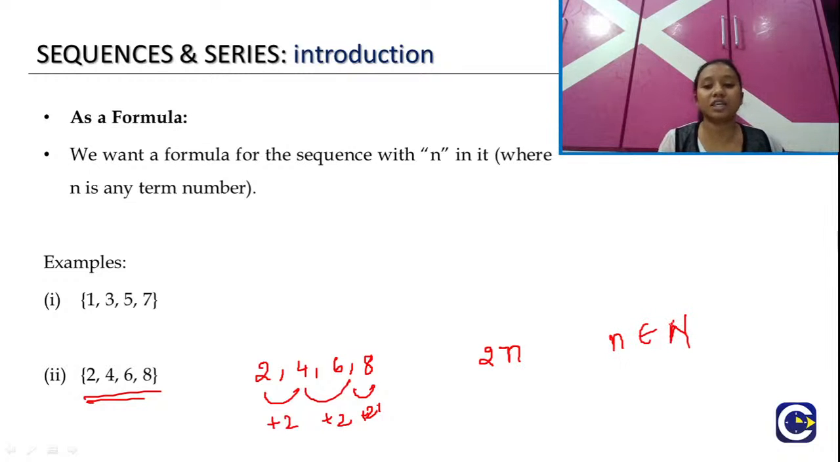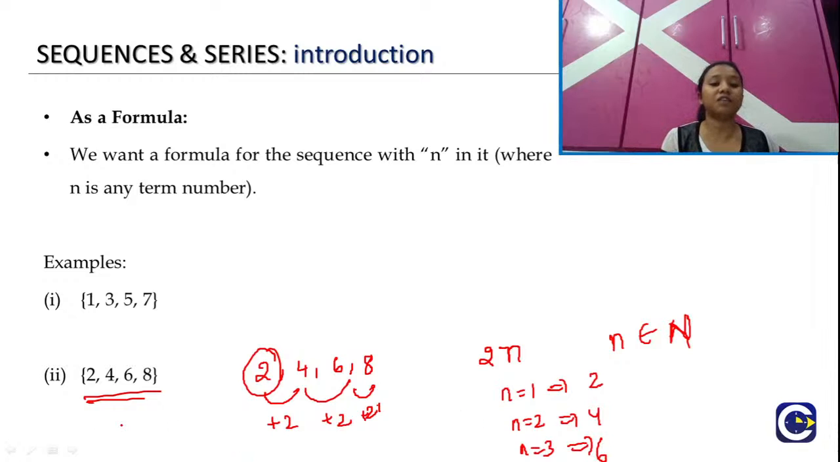So let's take n equal to 1. Then what will be my first term? 2 into 1, that will be 2. When n equal to 2, that will be my second term, that is 4. When n equal to 3, 3 into 2, 6, that is my third term.